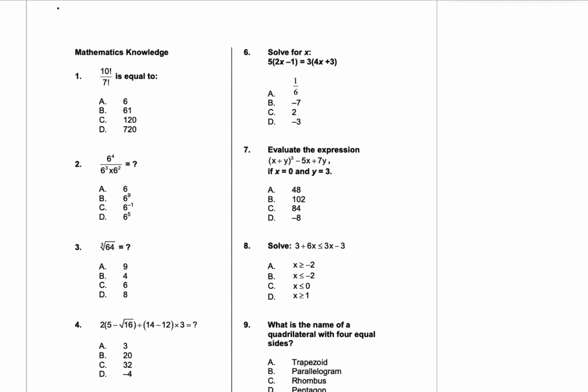So what we could do is this. We can take the 10 factorial. 10 factorial expands to 10 times 9 times 8 times 7 times 6 times 5 times 4 times 3 times 2 times 1. Now all that is divided by 7 factorial.